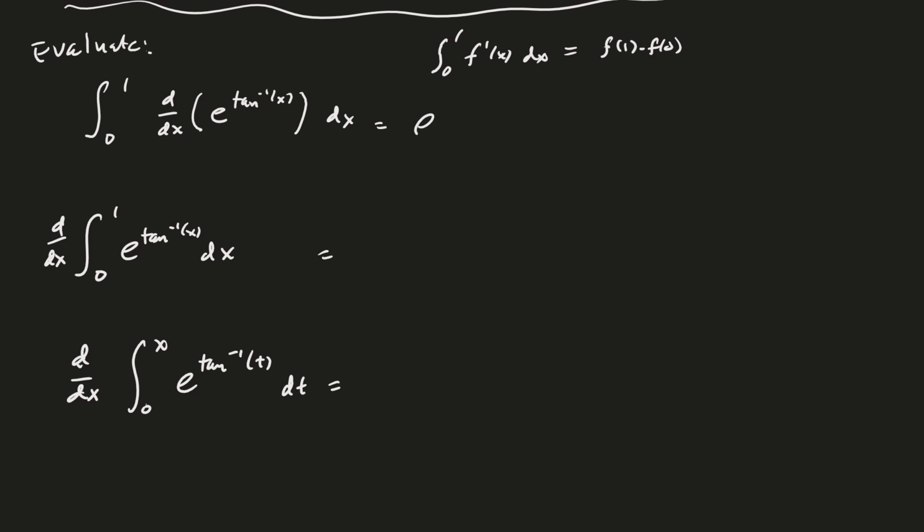So in this case, that would be e to the inverse tangent of 1 minus e to the inverse tangent of 0. Okay, so that's, let's see, what angle produces a tangent of 1? That would be pi fourths, right? So that would be e to the pi over 4 minus e to the 0, which is e to the pi over 4 minus 1. Good. All right. Compare that with the next one.